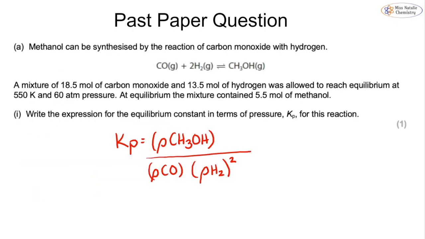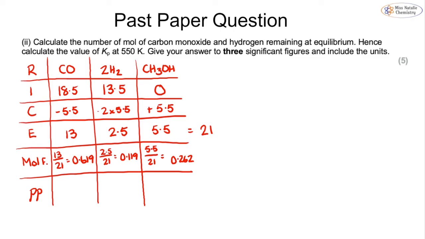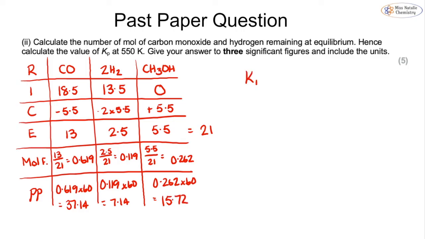Again, if I go back to my question, I'm told that I have pressure of 60 atmospheres. So this is 0.619 times 60, which gives you an answer of 37.14, 0.119 times 60, which gives you 7.14, and 0.262 times 60, which gives you 15.72. Now we put all of that into our Kp expression.